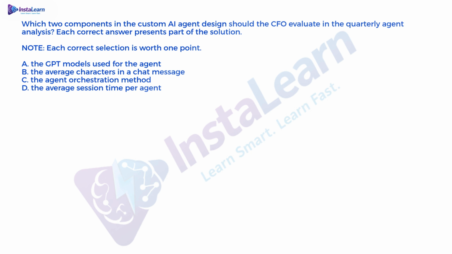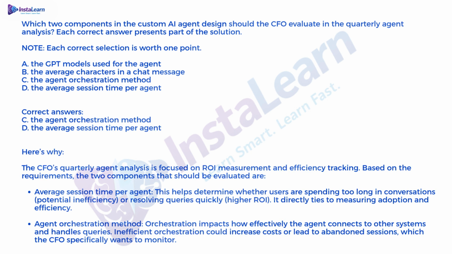Which two components in the custom AI agent design should the CFO evaluate in the quarterly agent analysis? Each correct answer presents part of the solution. Note: each correct selection is worth 1 point. A. The GPT models used for the agent. B. The average characters in a chat message. C. The agent orchestration method. D. The average session time per agent. Correct answers: C. The agent orchestration method. D. The average session time per agent.